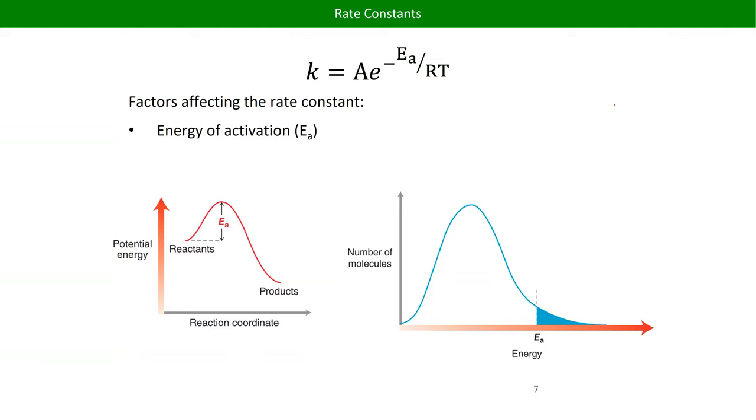And just a reminder, these two graphs look kind of similar, but here we're talking about potential energy. So this is a potential energy surface, just looking at reactants, products, and the activation energy in between.